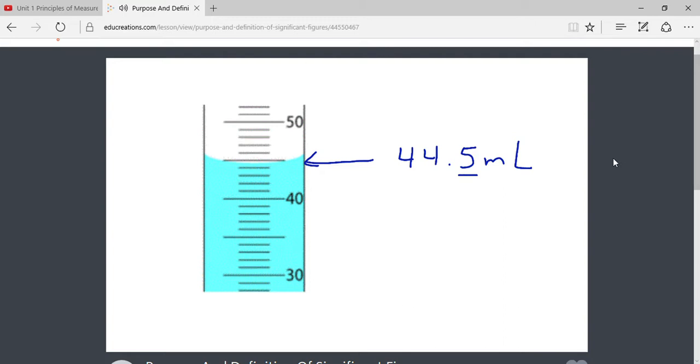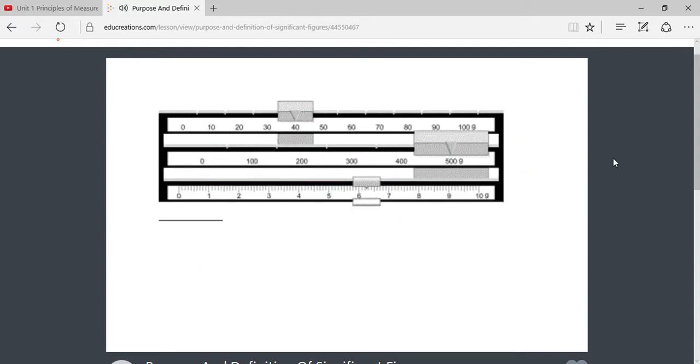Because the markings of the device are limited to the ones position, the estimate must be provided in the tenths position. This results in a measurement with 3 significant figures: 2 digits that are known for certain, 1 digit that is estimated, the final digit. Applying the same strategy relates to every device that is not a digital device. Sometimes these are referred to as analog devices.